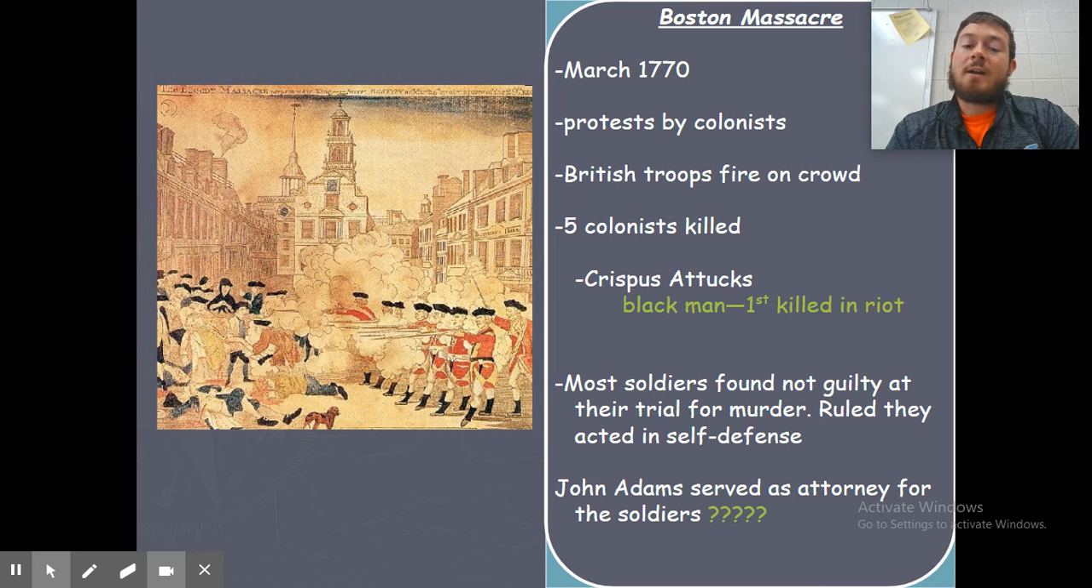Most soldiers were found not guilty at their trial for murder. The British ruled that they acted in self-defense. John Adams was appointed as the attorney for the soldiers. It doesn't mean that John Adams agreed with the soldiers, but very similar to the way today, if you go to trial, a lot of times if somebody cannot afford an attorney, then somebody gets appointed to be their attorney. The British appointed John Adams to be the attorney for the British soldiers.